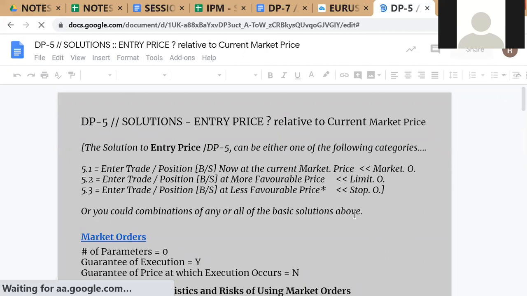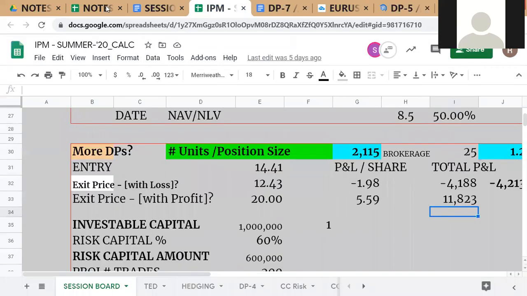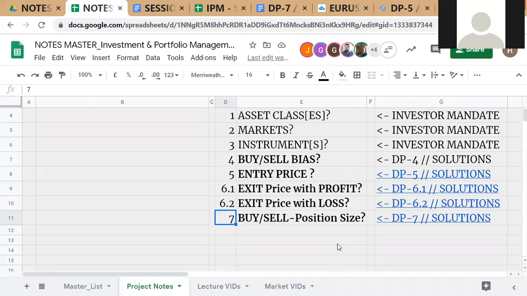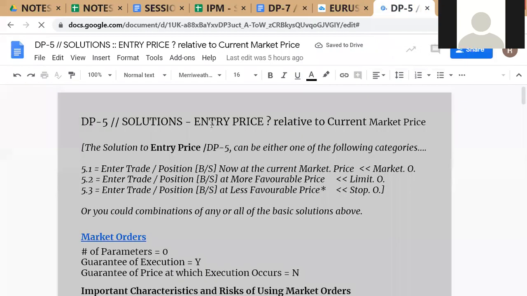Yeah. So we had some discussions on this. Again, to give you structure for all this learning that you're trying to achieve: what are we discussing in DP5? That is the question of where you should enter. Should you enter immediately? You get a more detailed discussion of the topic, which is relative to the current market price, where should you enter? Right now, here itself, or at a more favorable or less favorable price. We had the discussion.